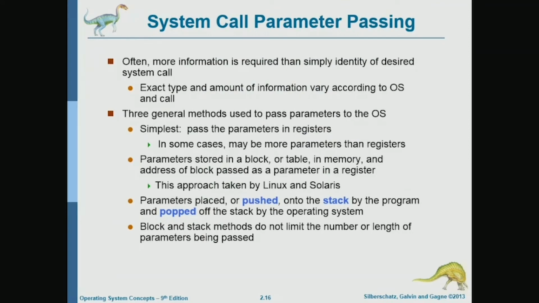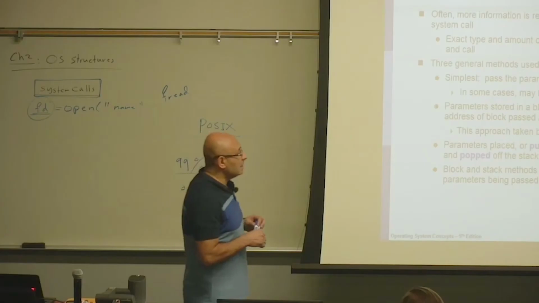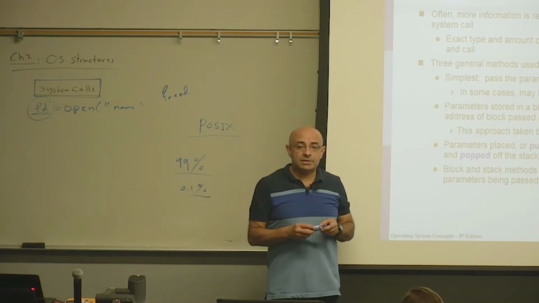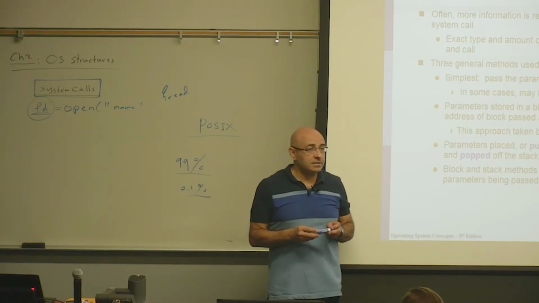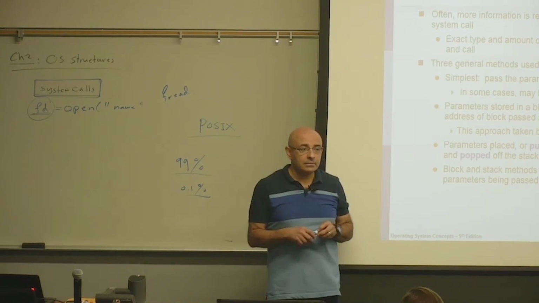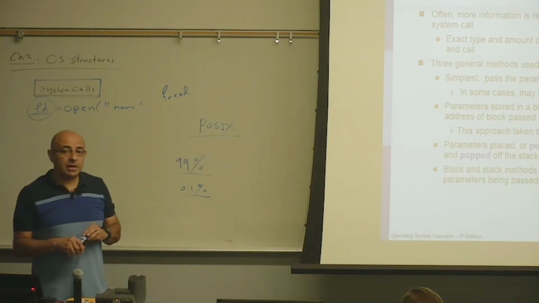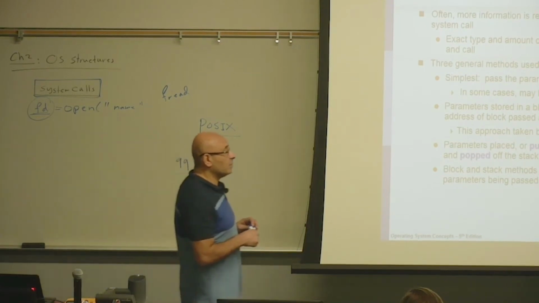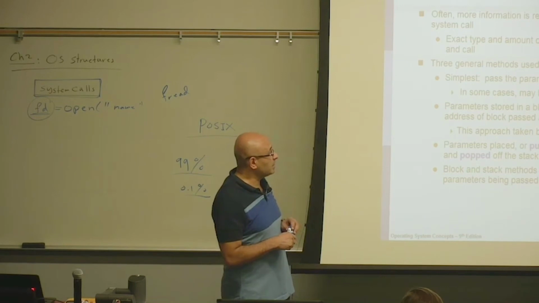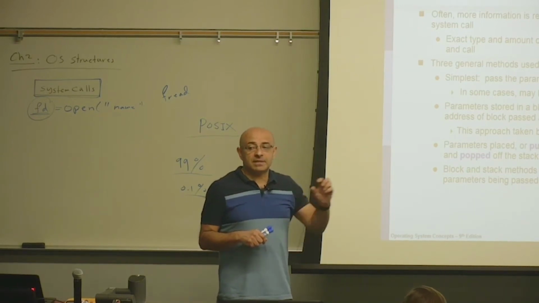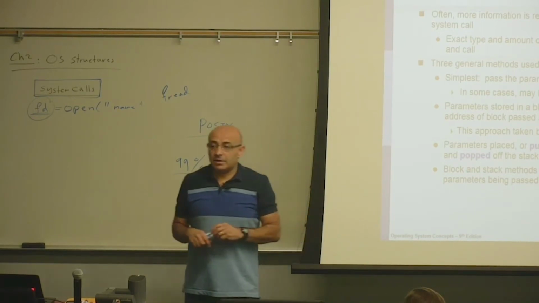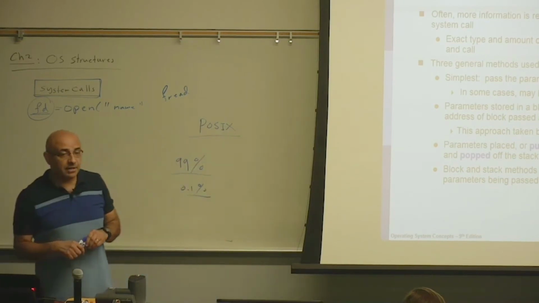Parameter passing. How do we pass parameters to system calls? There are at least three different methods. One method is passing the parameters in registers. And what's the problem with this? The number of registers. Yeah, the number of registers is limited, so this will limit the number of parameters. And usually not all registers are available for parameter passing. Only a subset of the registers are available for parameter passing, and that's very limited.